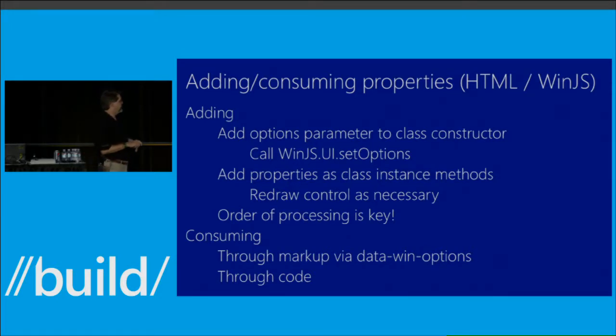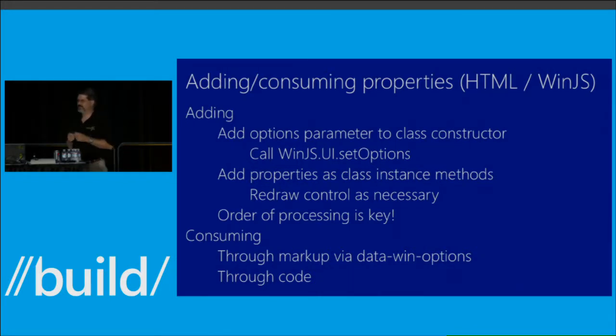We have to add an options parameter to the constructor for that WinJS class that we built. We can do two things then. We can call WinJS.UI.setOptions, which is very much like model binding in MVC, if you're familiar with that, or the new web forms model binding, where it just says, all right, here's my options parameter that came in. I'm going to look through it. And every property that's in there, if there's a property on my control, I'll set that option. So it's a very nice shortcut.